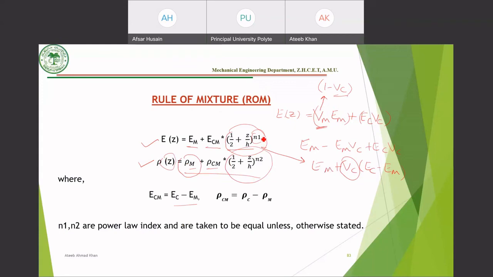Now over here you can see that I have written N1 for Young's modulus and N2 for density. So N1 and N2 are basically the inhomogeneity parameter or the power law index, which might be different to calculate the Young's modulus, or it might be the same. For my study, the power law index N1 will be equal to N2 for all the cases until otherwise stated. I'll let you know when I am taking N1 and N2 differently. Otherwise, in general, it will always be equal.